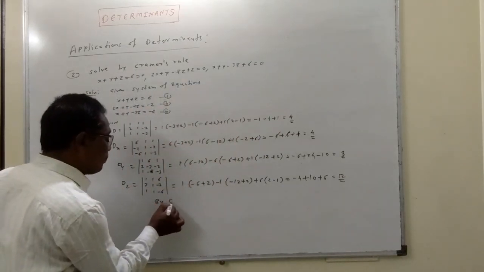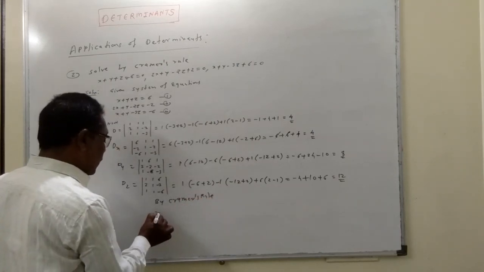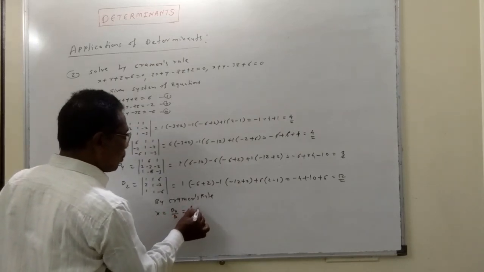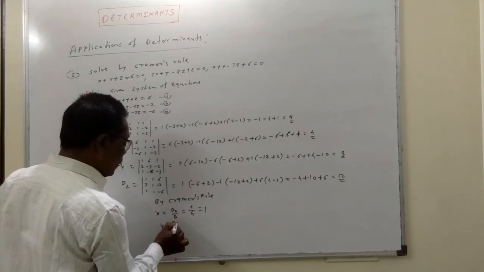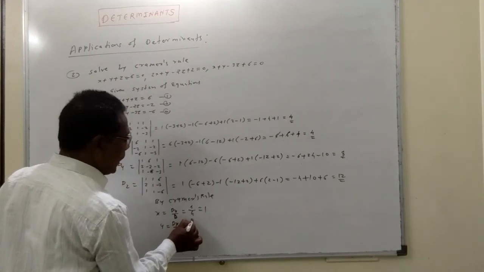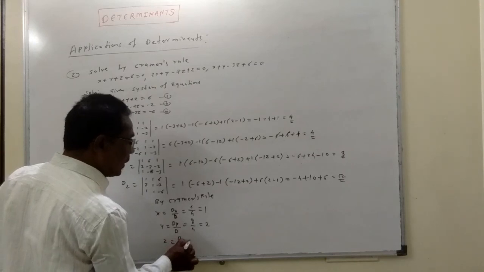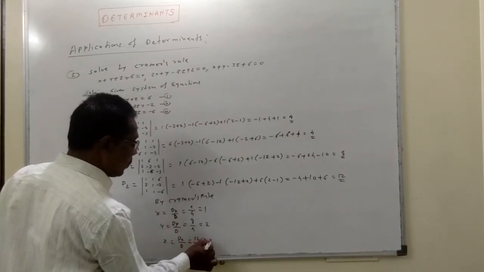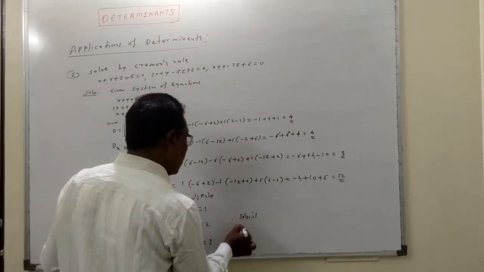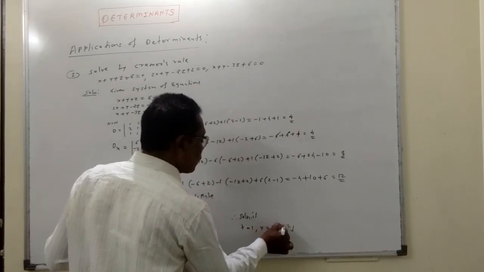By Cramer's rule, x is equal to Dx upon D, so that is equal to 4 upon 4, so 1. y is equal to Dy upon D, so 8 upon 4, so 2. z is equal to Dz upon D, so 12 upon 4, 3. Therefore, the solution is x is equal to 1, y is equal to 2, z is equal to 3.